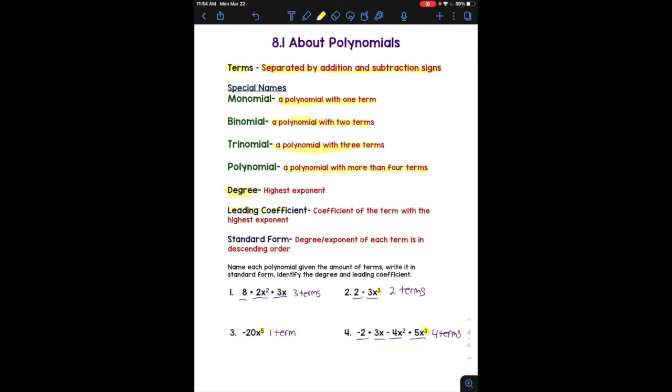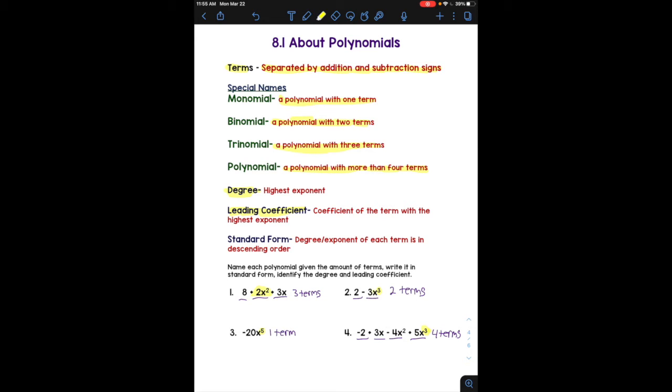Leading coefficient is the coefficient of the term with the highest exponent. So we're now not looking for the exponent, but the coefficient of the term with the highest exponent. For problem number 1, the term with the highest exponent is our middle term, 2x squared. What is the coefficient for that term? It would be 2. Therefore, our leading coefficient for problem number 1 is 2.